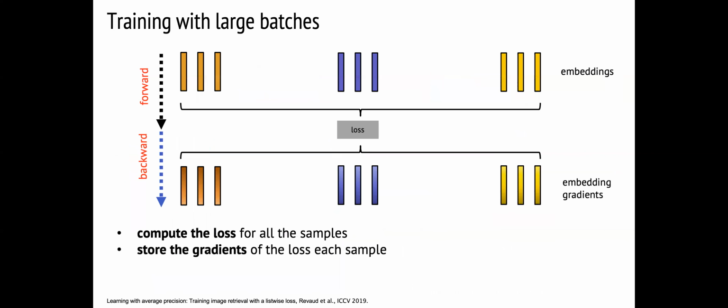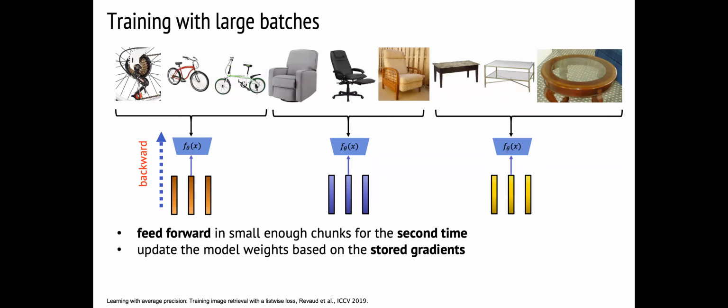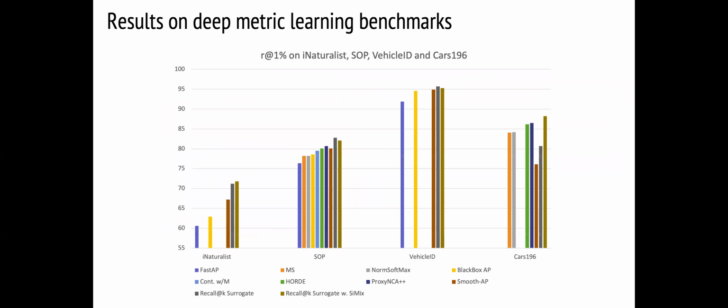In the second step, we compute the loss for each sample and store the gradients of the loss with respect to the embedding vectors. Finally, we perform a second feed forward pass before we complete the full backward pass by using the stored embedding gradients. The synergy between the three aspects of our work, namely recall at k surrogate loss, similarity mixup, and training with large batches, leads to state-of-the-art results on 4 standard deep metric learning benchmarks for fine-grained recognition.